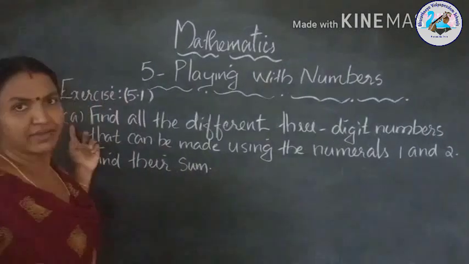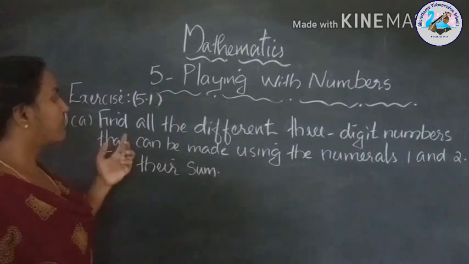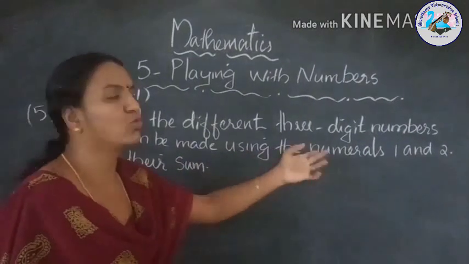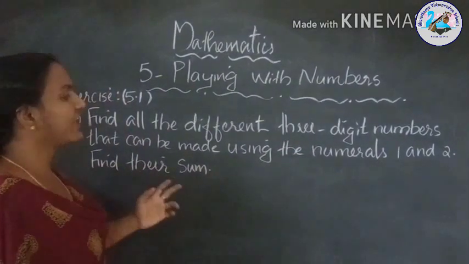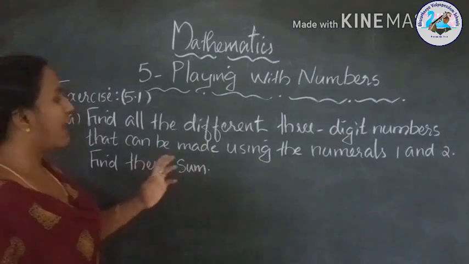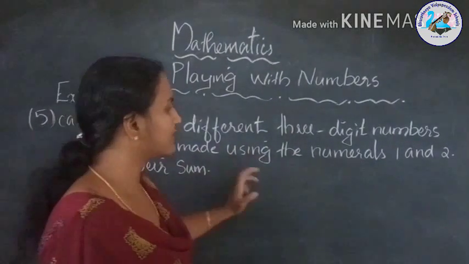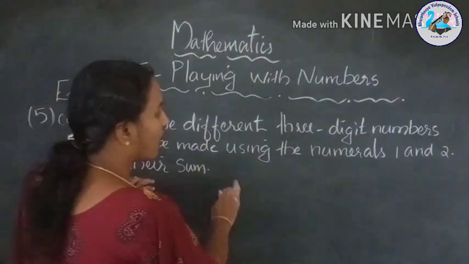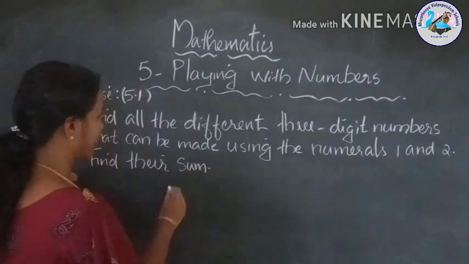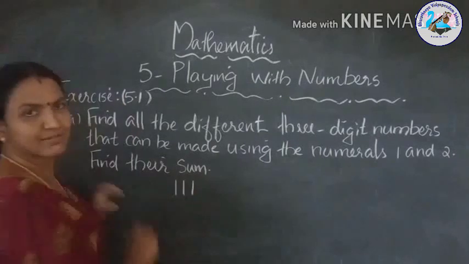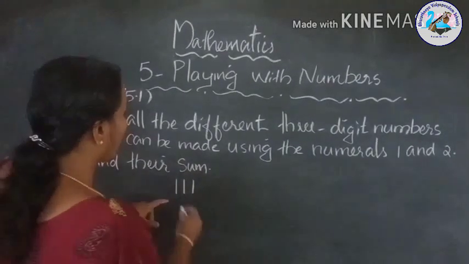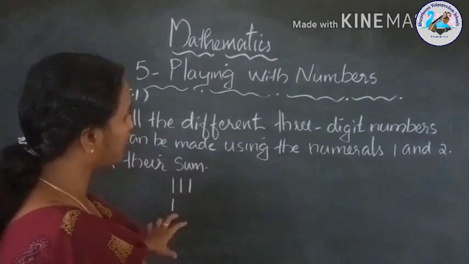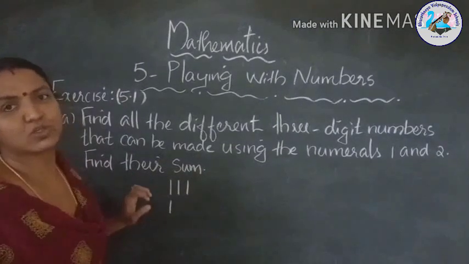Next, question number 5, option A. Find all the different three-digit numbers that can be made using the numerals 1 and 2. Find their sum. You have to write the different three-digit numbers using the numerals 1 and 2. First, we can put all three digits as 1. Fix 1 at the 100 place. The remaining digits we can fill by using 2.